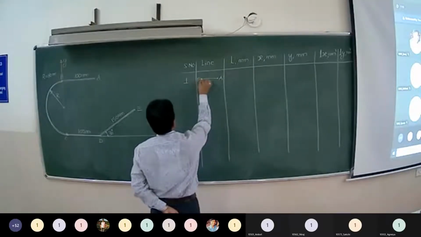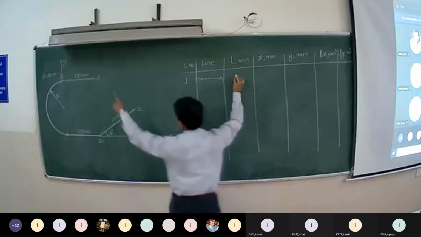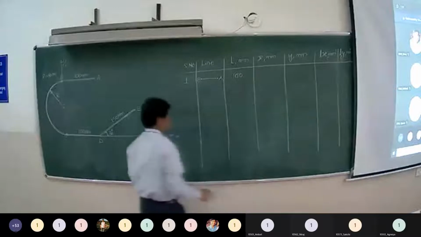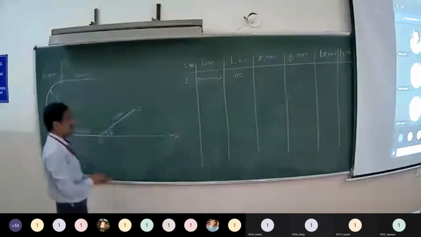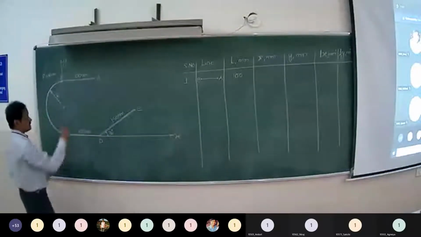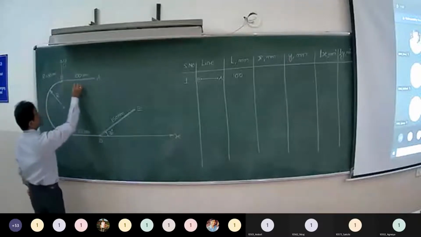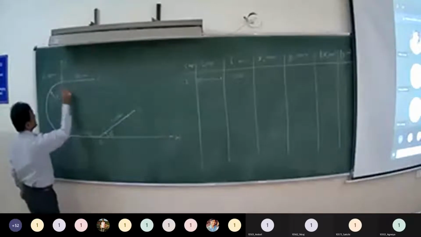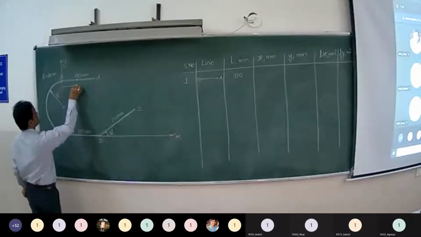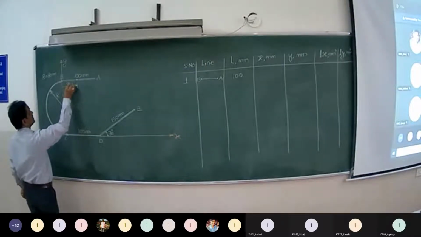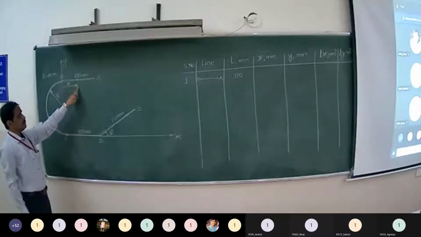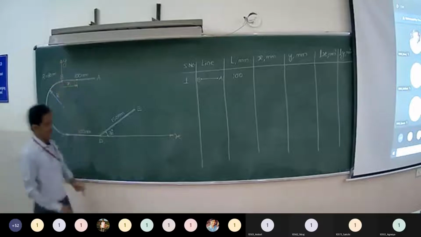Now say for line AB, length is given 100 millimeters. X means distance of centroid of that line from y-axis. We know that for a straight line, its midpoint is the centroid. So its distance from y-axis is x. Right? It is on the right hand side, so plus 50 millimeters.